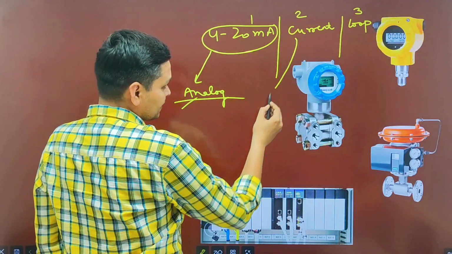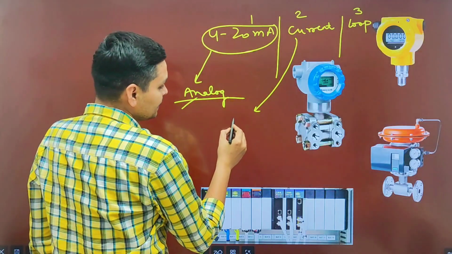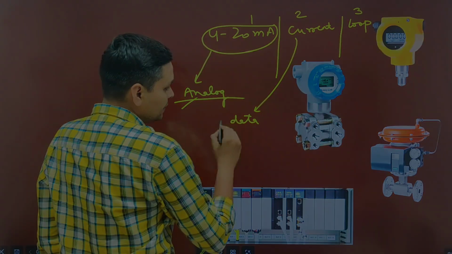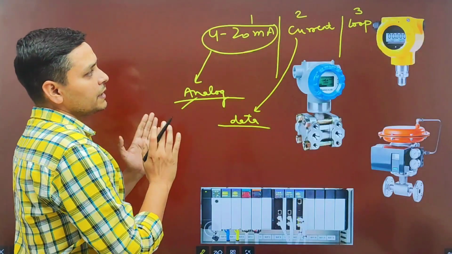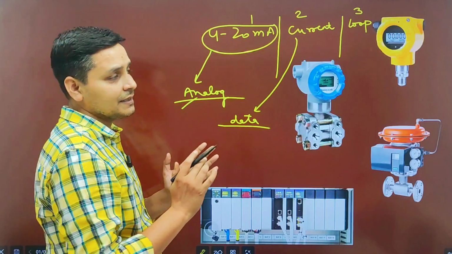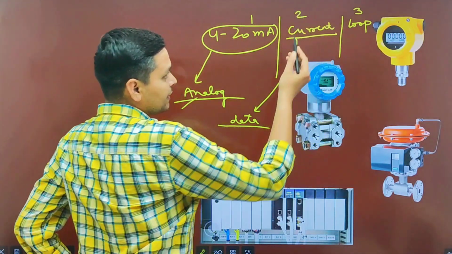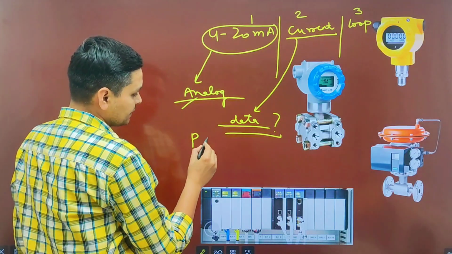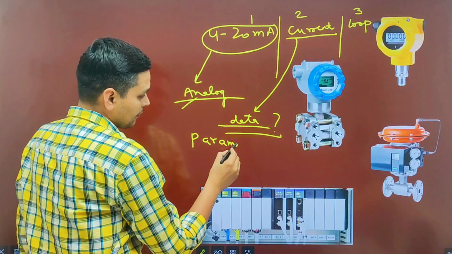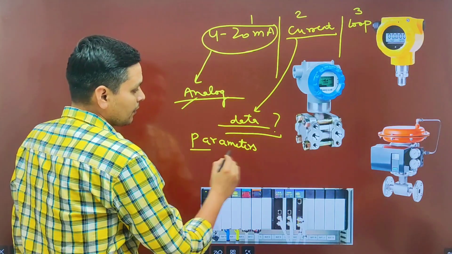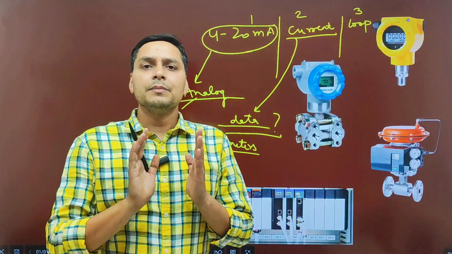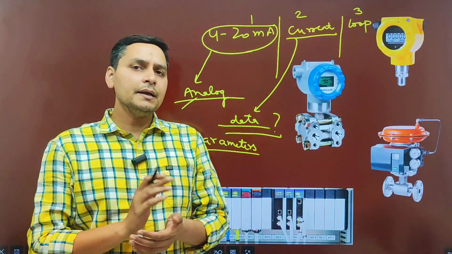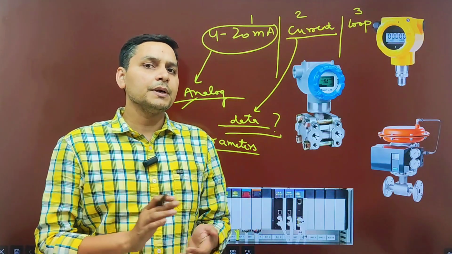And if we talk about this current, then this means data. So friends, in 4 to 20 milliampere current loop, data is transmitted in the form of current. What does this data mean? Here data means parameters. Parameters like pressure, temperature, level and flow and any other parameter.